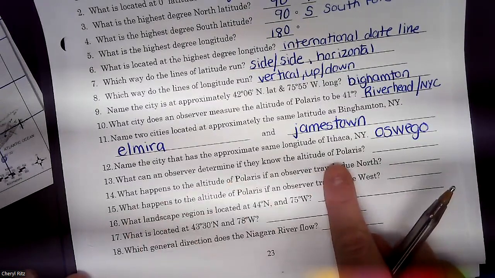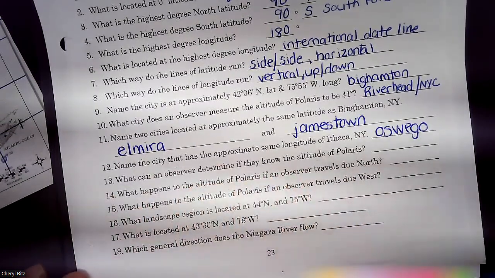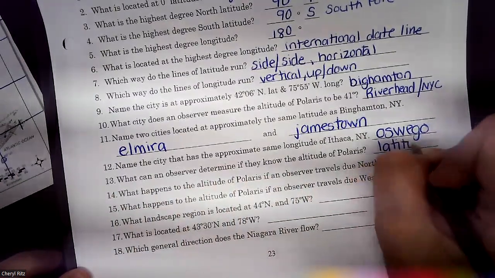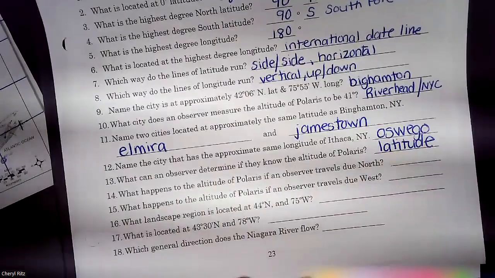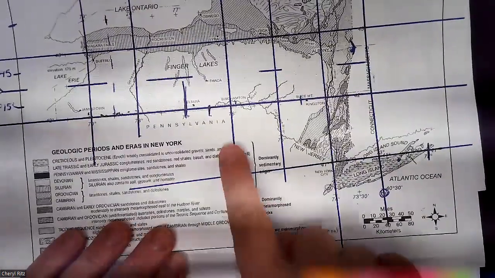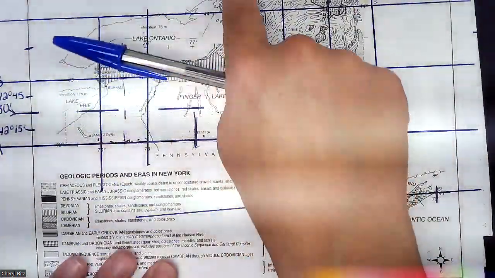So let's try this out. Oh, I actually got ahead of myself. An observer, they know the altitude of Polaris. What else do they know? Latitude. And if we travel due north, remember we learned this yesterday, due north means straight north. So what changes when we travel straight north?